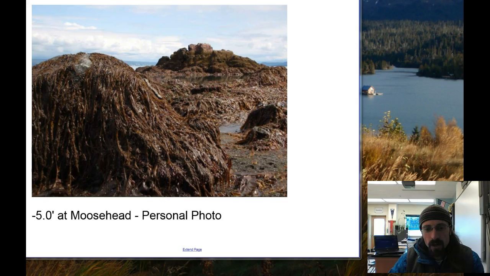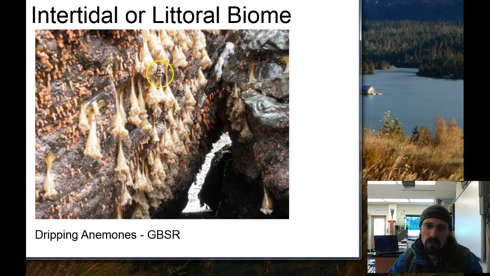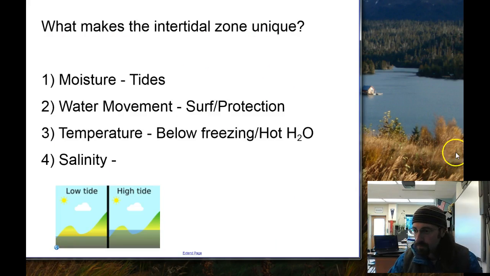It's a photo that I took. From here forward, you'll see it cited as GBSR if I took the photograph. This is Moosehead Point, which is across the bay from Homer, at a -5 tide. It's just such an amazing place to be able to walk out and explore this world that gets covered by the tide at least twice a day. So here's my title page, and it is called the Intertidal or Littoral Biome. All right, so let's just start getting right into it.